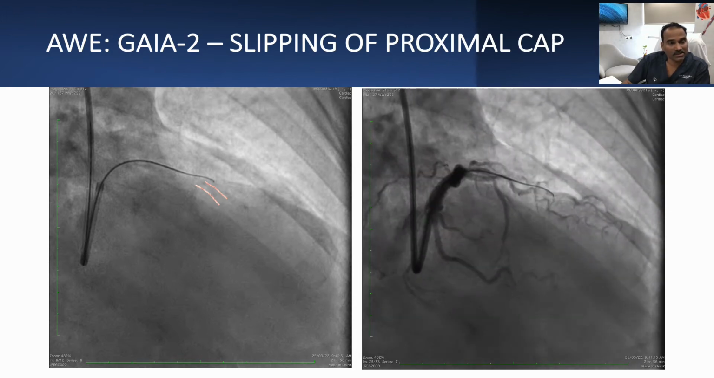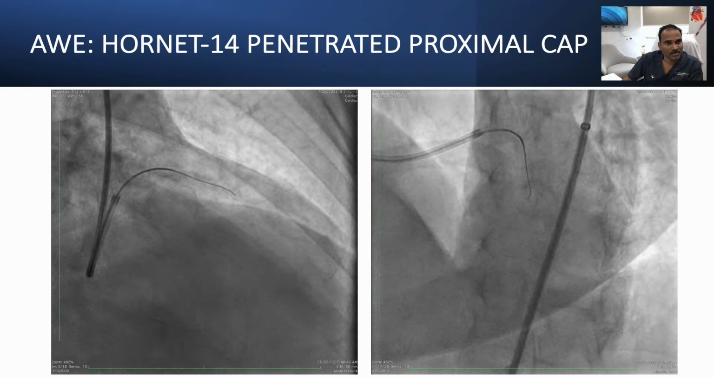the next level, that is Hornet. So this is a Hornet 14 wire. So you can see the Hornet 14 entered into the calcium. You can see there is calcium here and here. So we entered into the calcium. So now the wire is in the proximal cap and into the CTO, and we confirmed it in 2 orthogonal views.